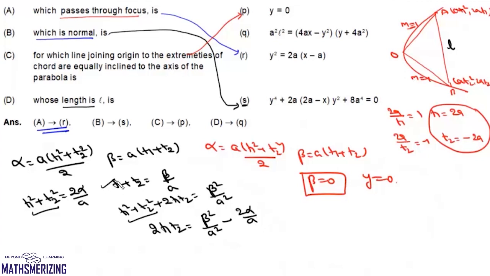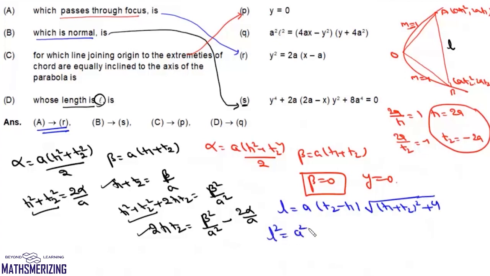Now we have t1 plus t2 and we have 2t1 t2. We need to find the locus of the midpoint of the chord whose length is L. So we know the formula for the length of the chord is L equals a times (t2 minus t1) under root of (t1 plus t2) whole square plus 4. Now we'll square it. If we square it, we get L square equals a square times (t2 minus t1) whole square times ((t1 plus t2) whole square plus 4).